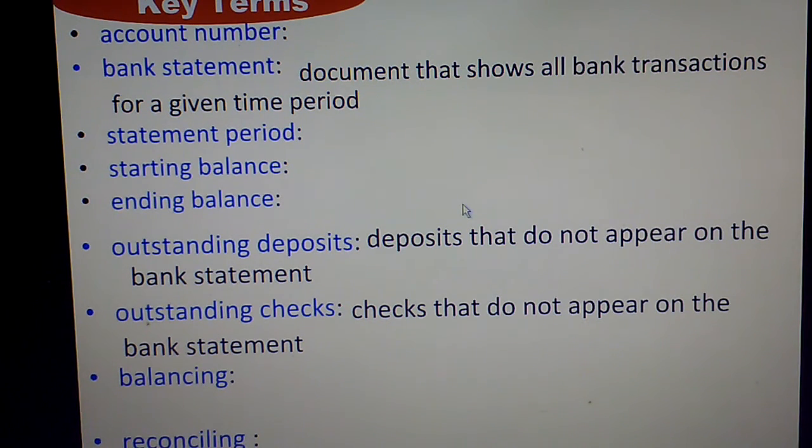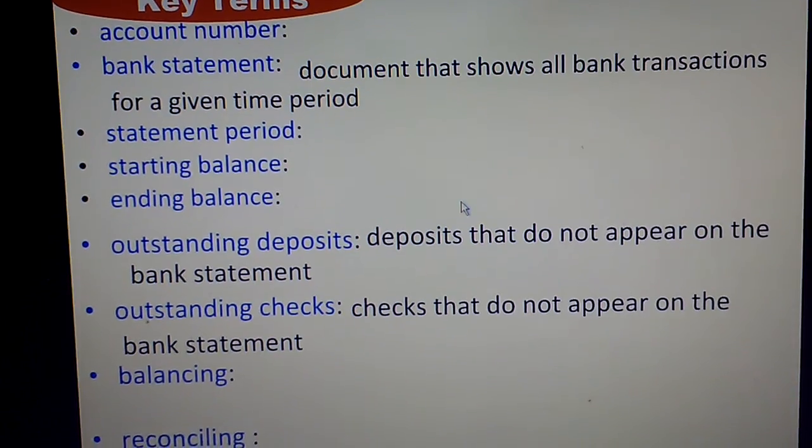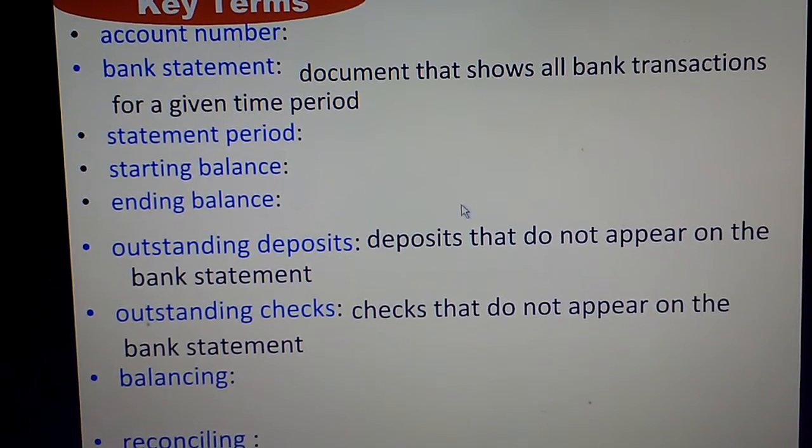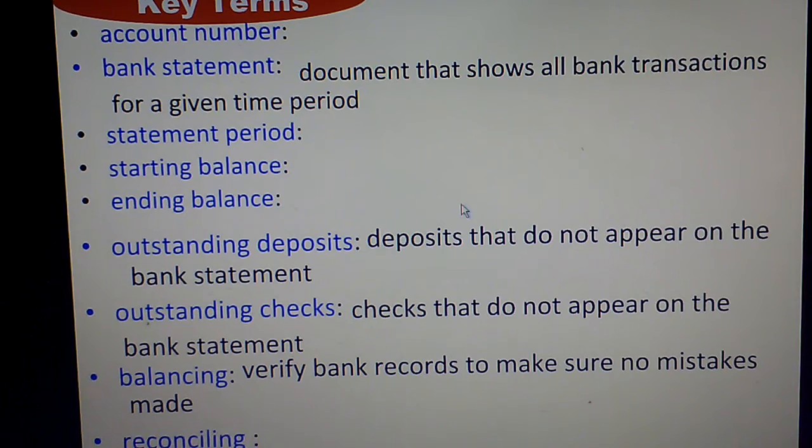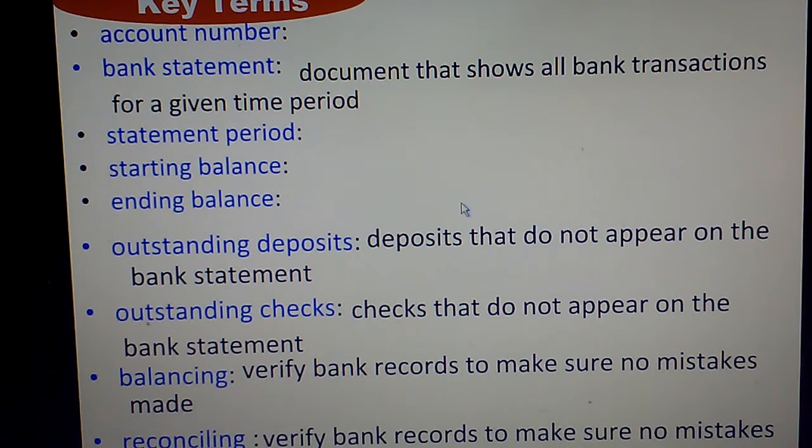Now, balancing, you've heard us talk about that. That means simply that you're verifying that your check register matches the bank statement, that you guys are in agreement of how much money that you have. Reconciling is a term that the book uses, and it means the same thing, that you're verifying your bank records. So balancing and reconciling have the exact same definition. Okay, that's it for the terms.